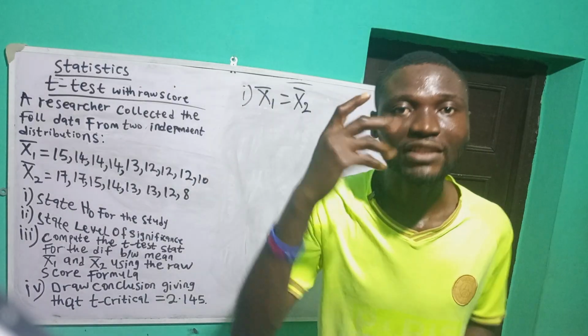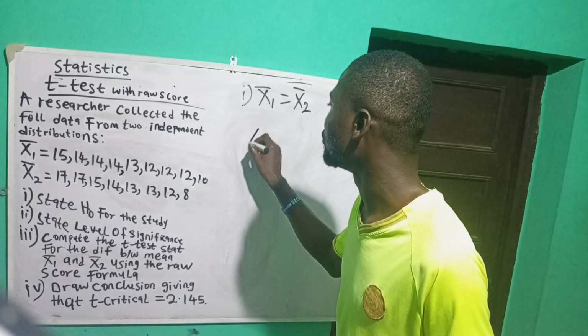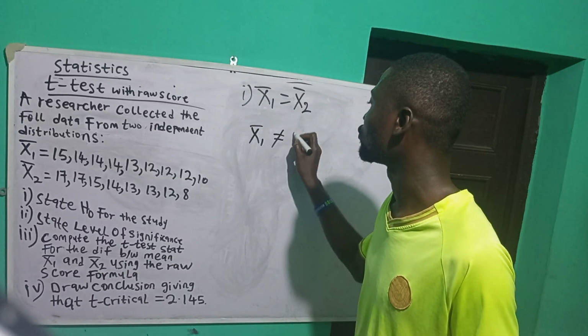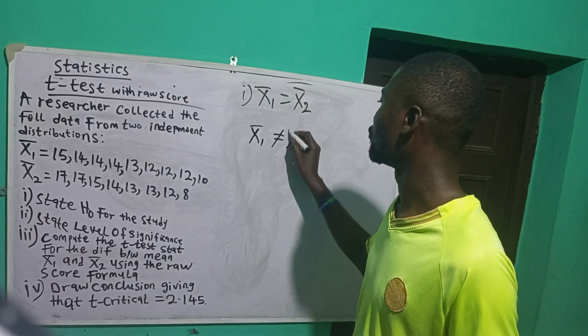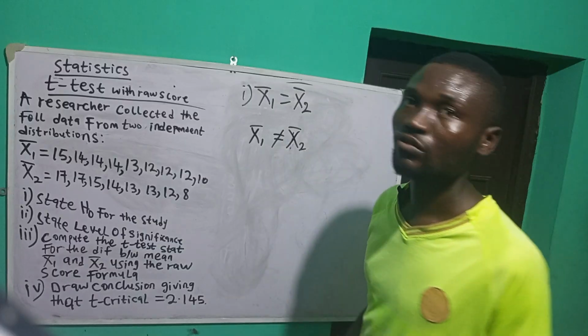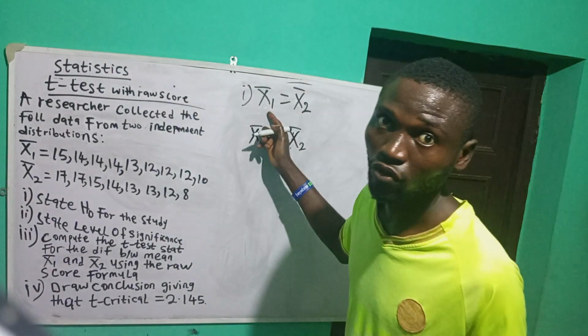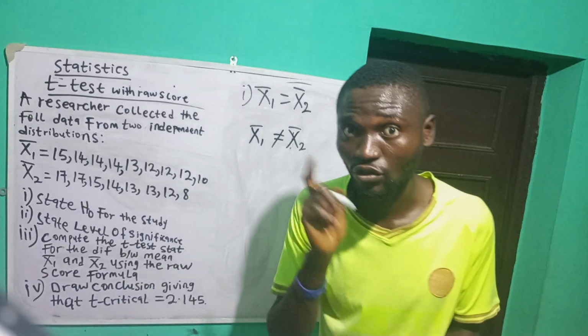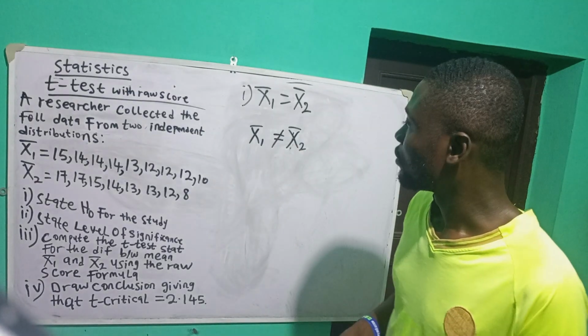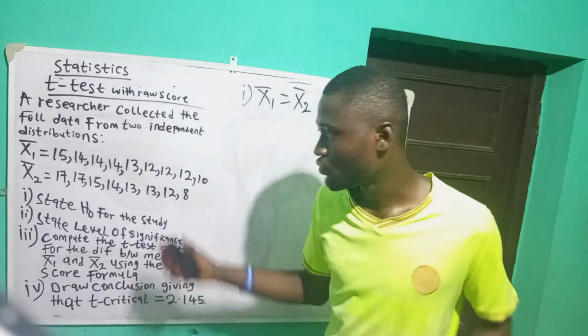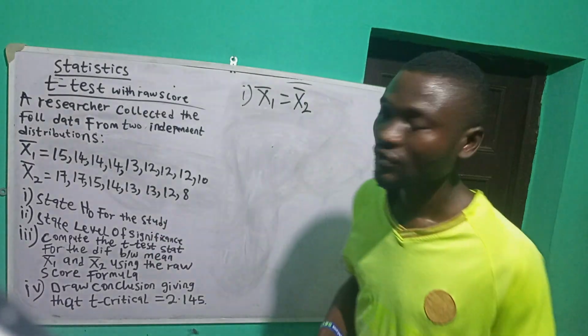If you are asked to state the alternative hypothesis, this is how it is done. You say that the mean score for mean 1 is not equal to the score for mean 2. This is how the alternative hypothesis is stated, and this is how the null hypothesis is stated for t-test with raw score. I just stated only the null hypothesis because the question said we should state only the null hypothesis.